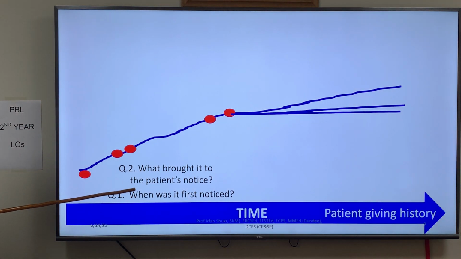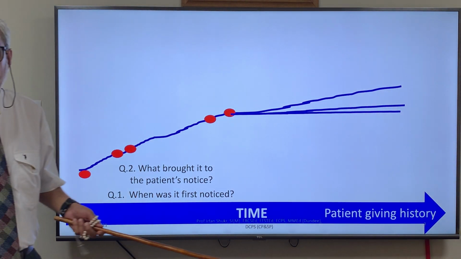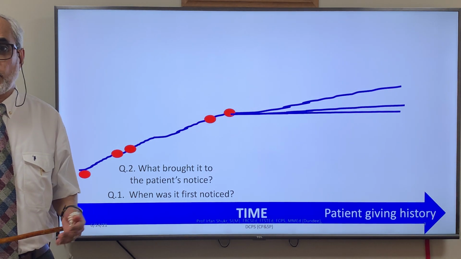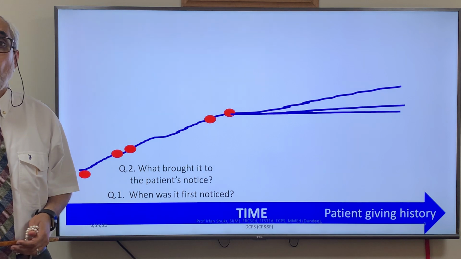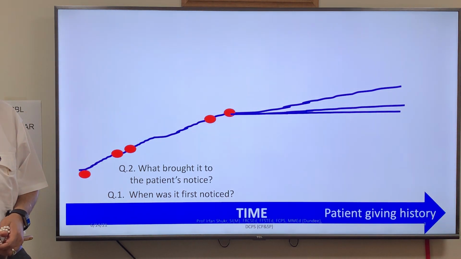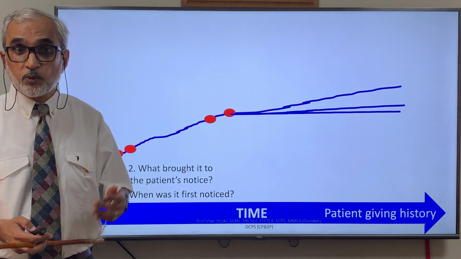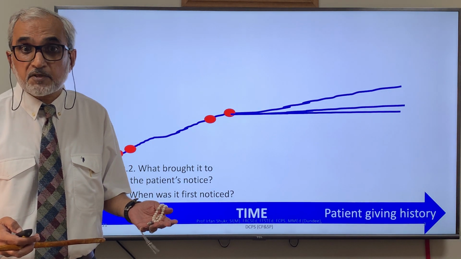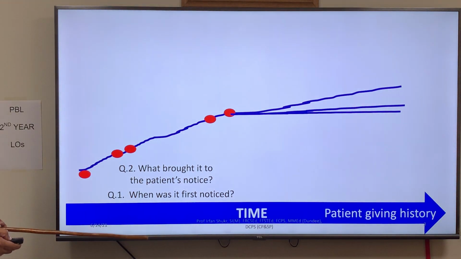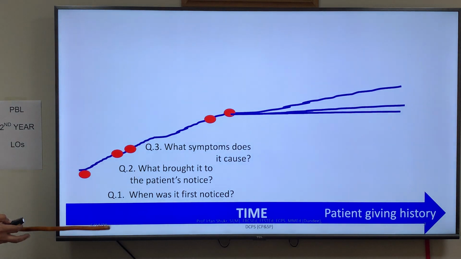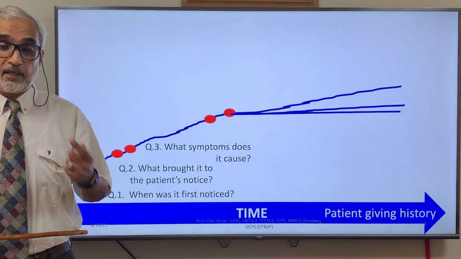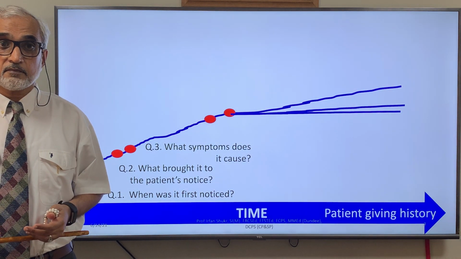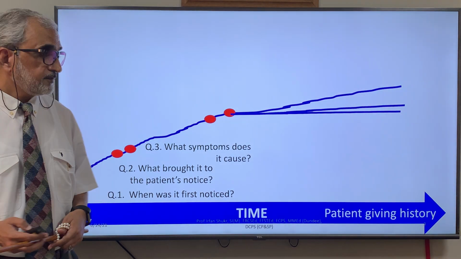What brought it to the patient's notice? So how has the patient noticed it? He may have noticed it by changing clothes. He may have noticed it in the mirror, or maybe some friend might have brought his attention toward the swelling, or he could have developed some symptom. What symptom does it cause? Is the swelling without a symptom, or does it have symptoms?